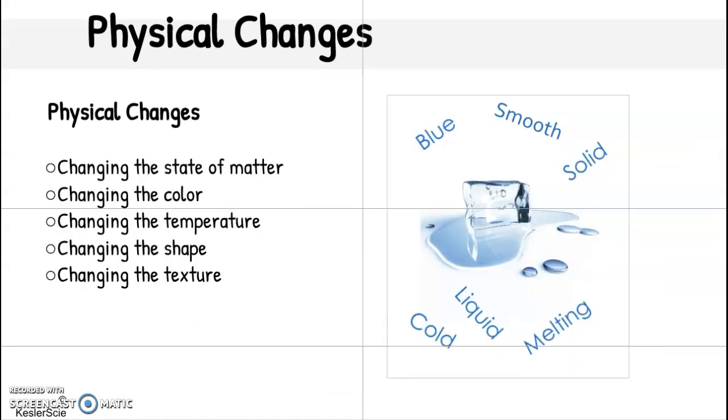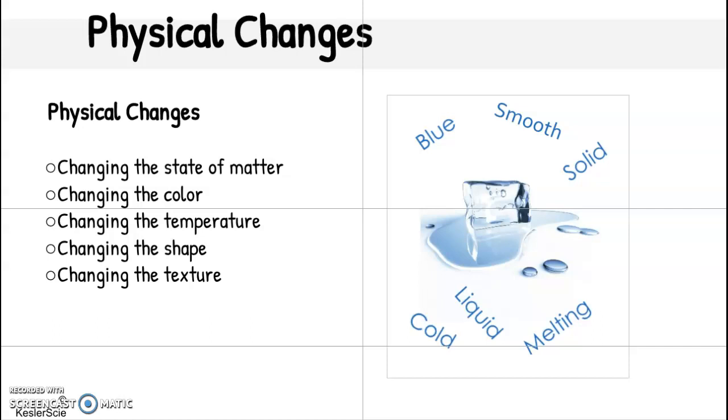So let's go over that again. Physical changes: changing the state of matter, changing the color, changing the temperature, changing the shape, changing the texture. These are all physical changes. It does not alter the chemical component of the substance. It does not alter the chemical identity of that substance. Okay, so these are all examples of physical changes.